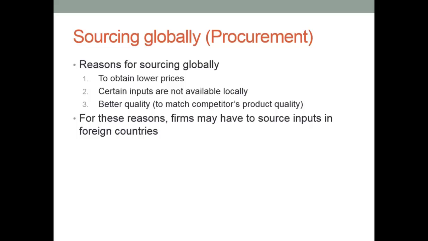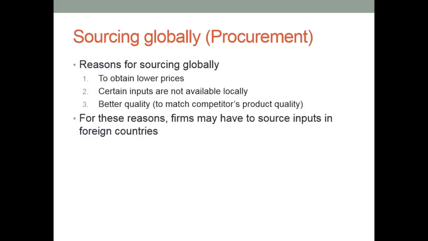Second reason may be that certain inputs required for the production process are not available locally. For instance, fashion brands in Europe who sell handbags may have to source crocodile skin for their handbags from other parts of the world, such as Africa.